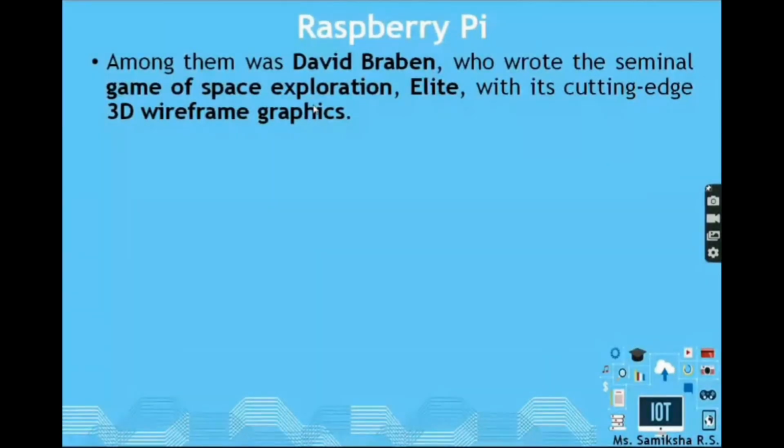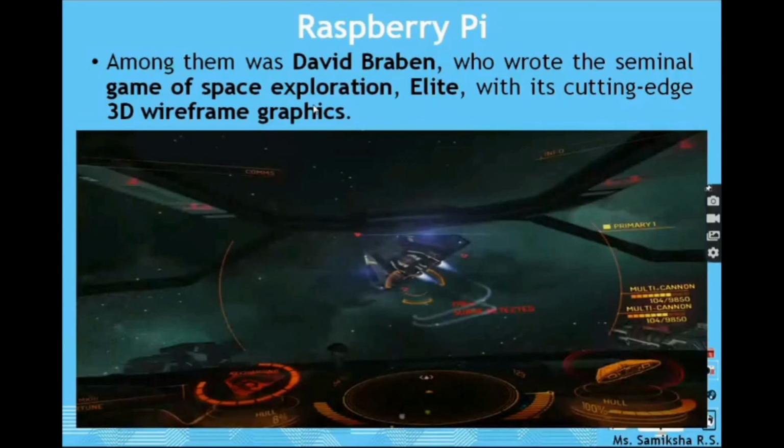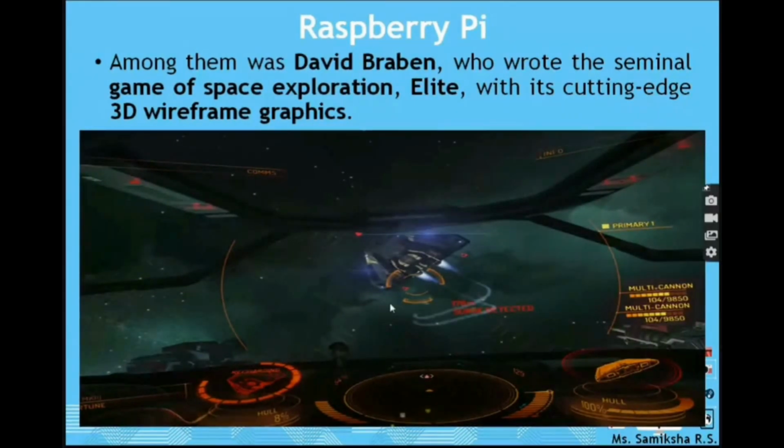Among all these different trustees, there was one trustee, David Braben. He wrote a game for Raspberry Pi. That game is known as Elite. You can Google it. This screenshot I have put is from Elite Dangerous. It is a space exploration game, and it has very high-end 3D wireframe graphics. For a small computer chip, a small SoC, to have such powerful graphics is a commendable job.